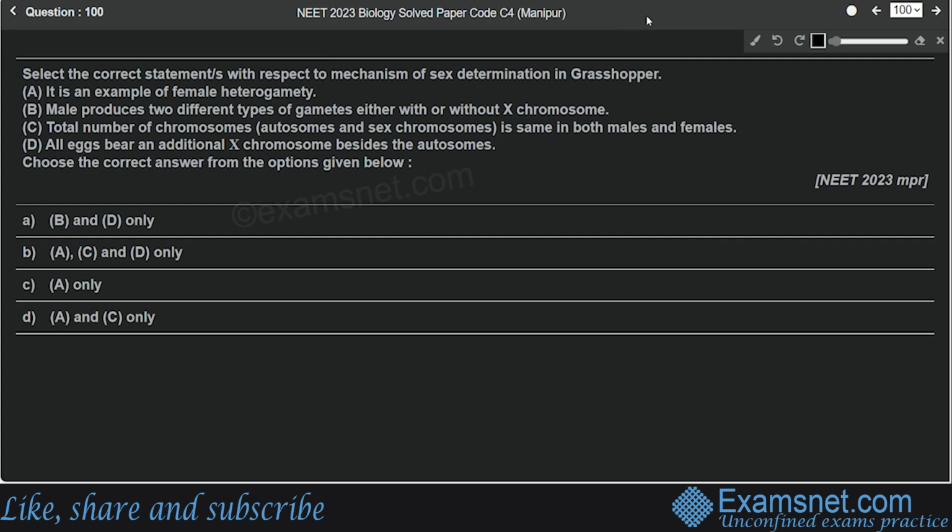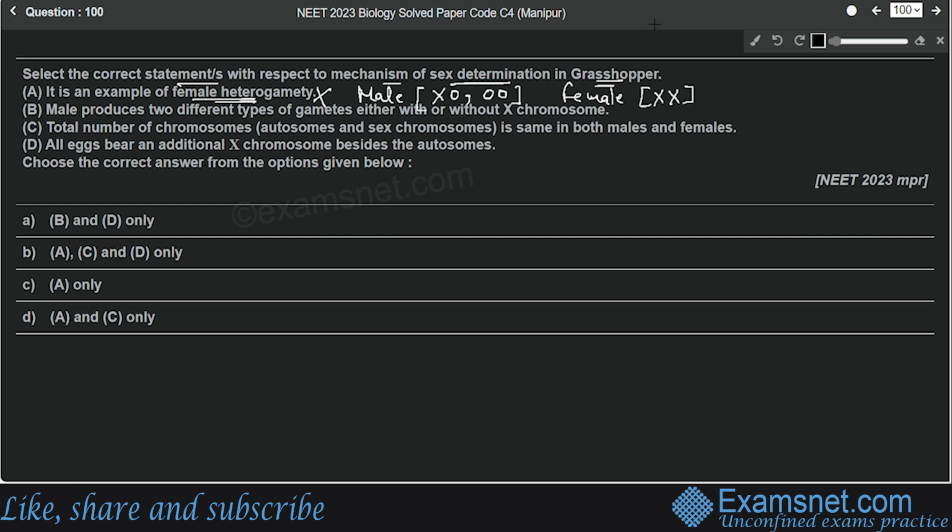And now the last question is from the chapter Principles of Inheritance and Variation. And the question is, select the correct statements with respect to mechanism of sex determination in grasshopper. The first statement says it is an example of female heterogamety. Heterogamety means different types of gametes are found in females. So this is not correct, okay? Because it is an example of male heterogamety. That means different types of gametes are found in males, not females. Okay. In males, there are two different types of gametes. One is without X and the other is with X. Okay. So with X means XO and without X means OO. Whereas in females, only one type of gamete is found, that is XX.